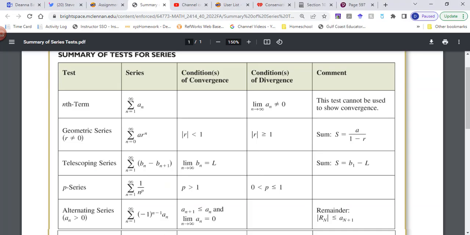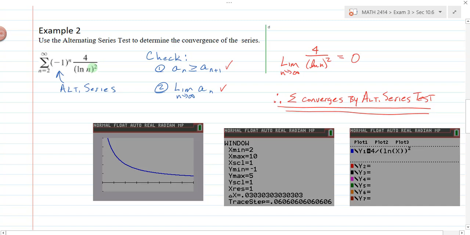On the summary of the test for series, underneath the alternating series, I will let you add a note because the alternating series test never shows you whether or not something diverges. I'll let you add a note in here about absolute and conditional convergence if you like. You only have to investigate absolute and conditional convergence if your series converges. So for this series, do you think that it would converge absolutely or conditionally? If we took that -1 away, what do you think would happen here?